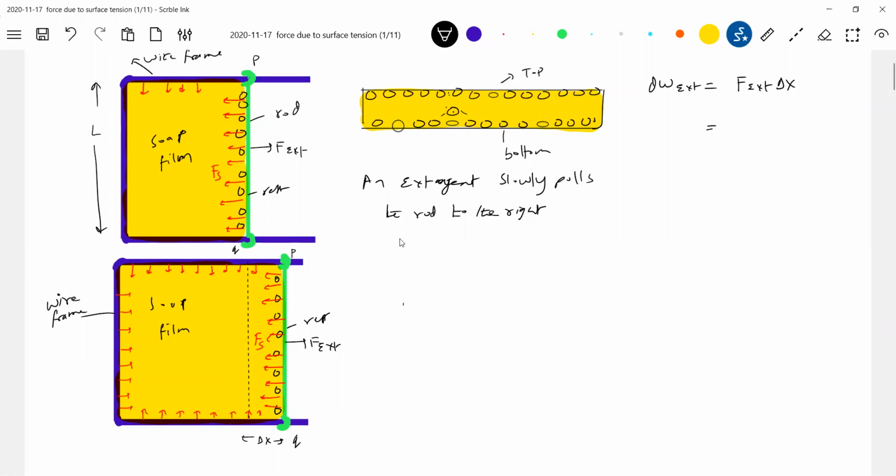Okay, let's come to this one. How much force should I apply? 2 times the surface tension. Why 2 times? Anybody? Because there will be a free surface on the top as well as on the bottom, no?